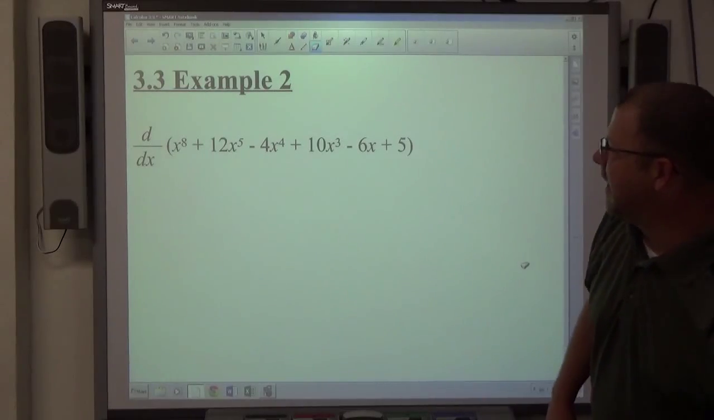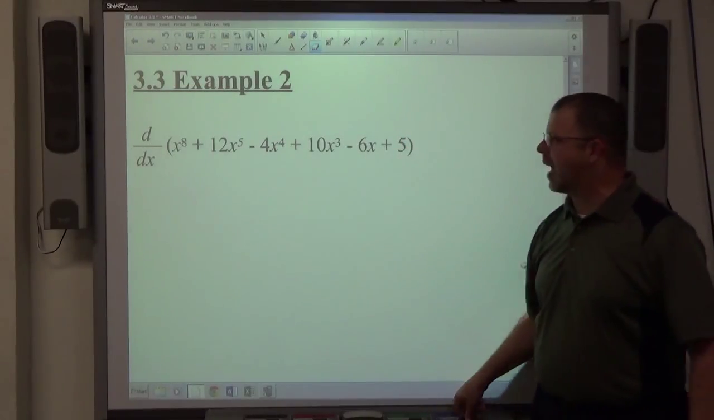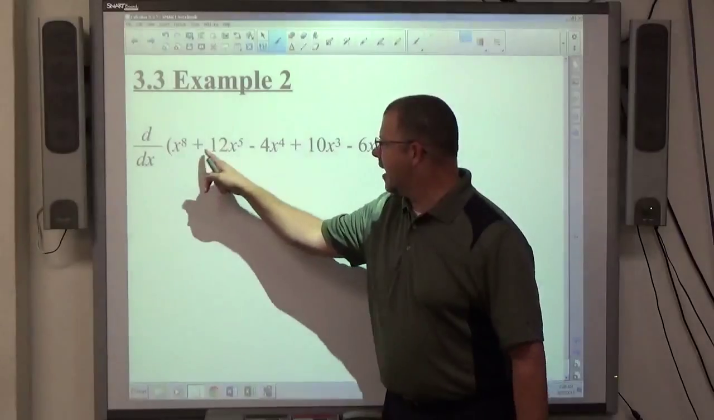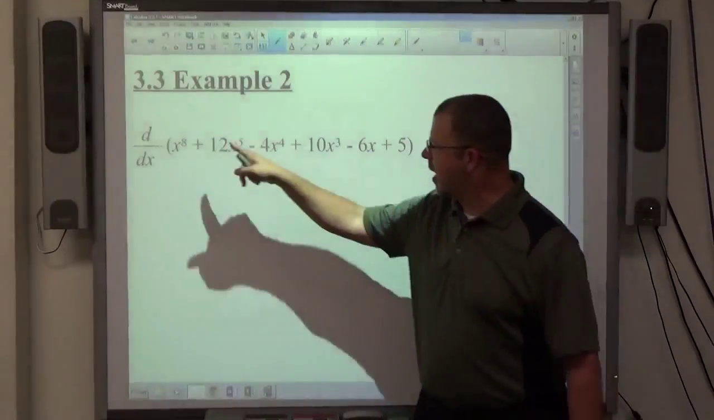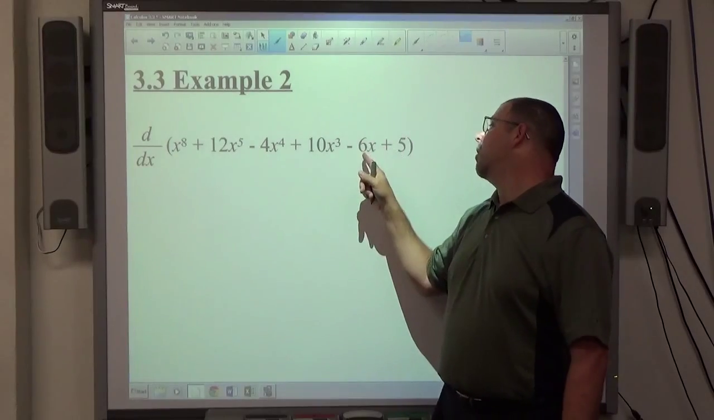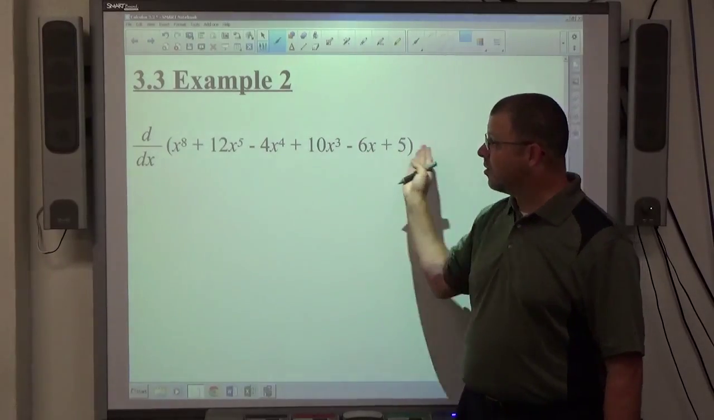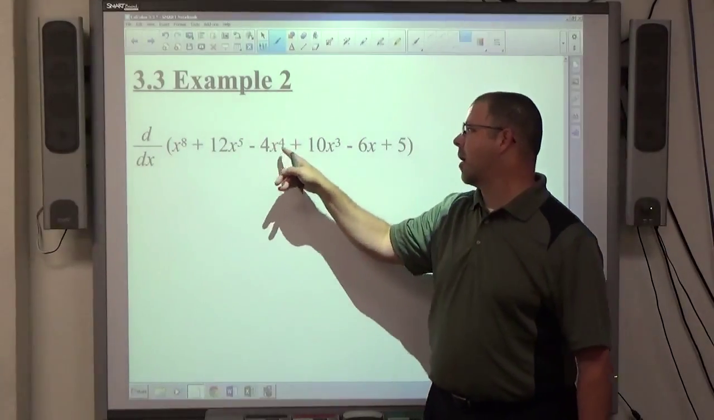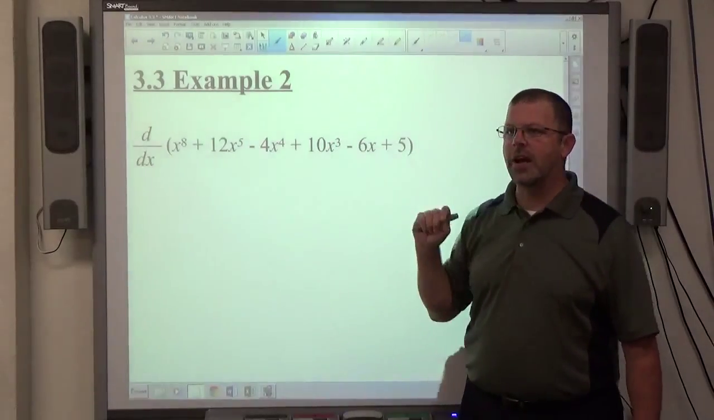Assignment 2, find d over dx of this. So notice we have a power structure, and it's adding and subtracting stuff, right? So x to the 8th plus 12x to the 5th minus 4x to the 4th, 10x to the cubed minus 6x plus 5. So it's just power structure, power structure, power structure, and so on, adding and subtracting terms.